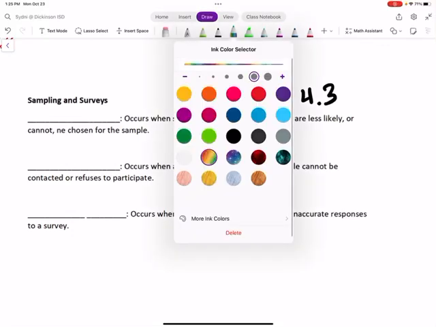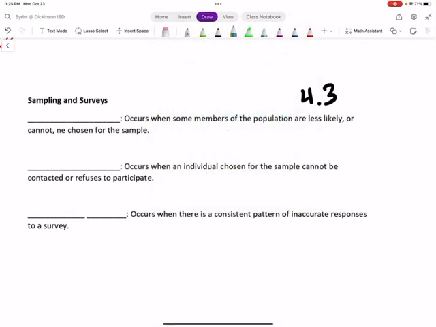Sampling and surveys: we're going to be talking about different types of samples and different types of issues that can occur when you are sampling. I know in the last video I said that we were going to figure out ways to do a random sample. I lied. That's 4.4, not 4.3. So in 4.3, we're going to assume that you know how to create a random sample.